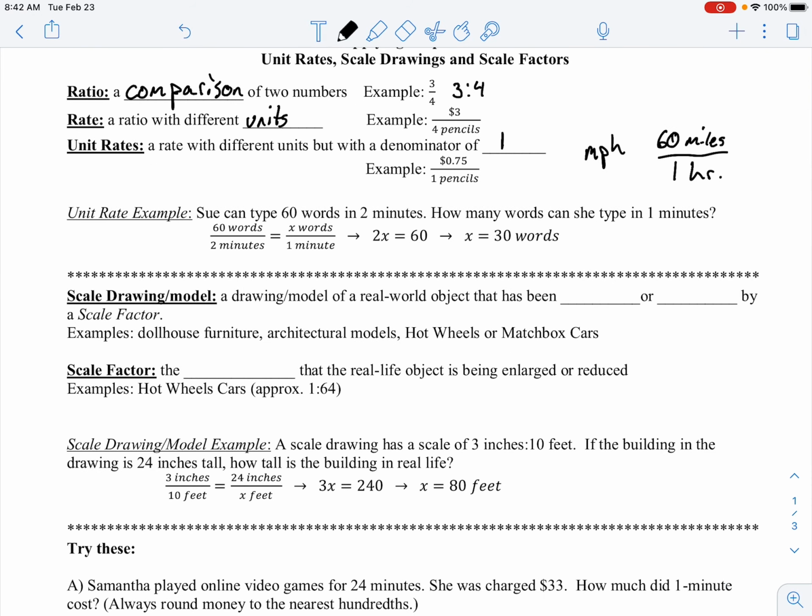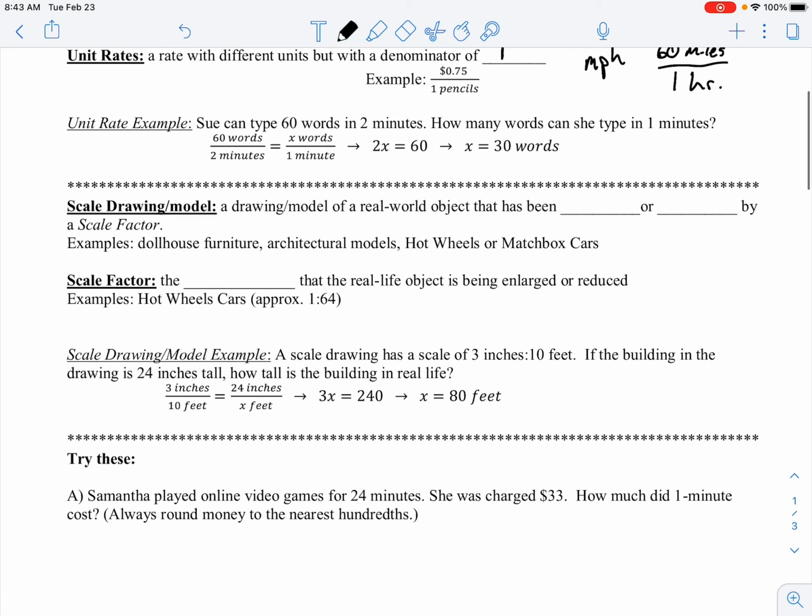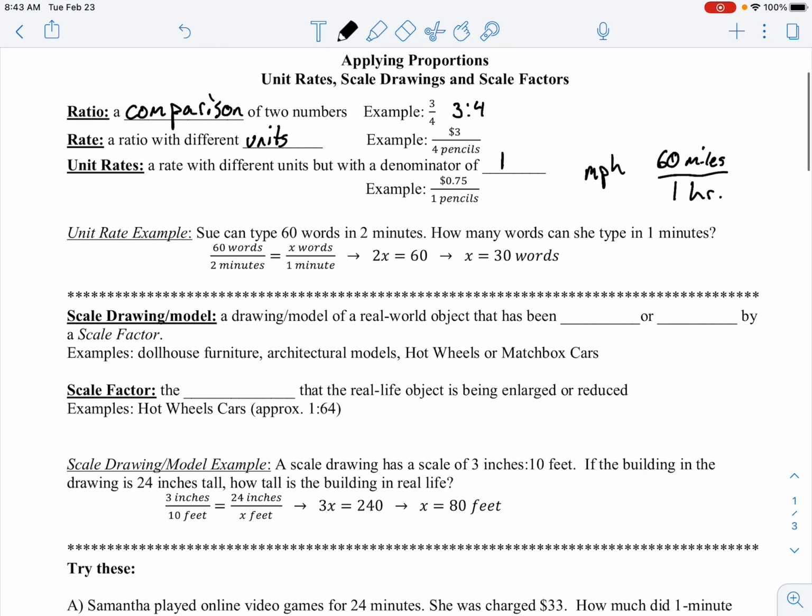So an example of a unit rate, we can take any rate we have. So Sue can type 60 words in 2 minutes. That is just a rate of her typing. What we can do is whittle that down to a unit rate. So how many words can she type in 1 minute? So all you got to do is set up your proportion, and then solve it out. Alrighty. So moving on now. That was a review a little bit. And I guess unit rate is a new one for us, but not too difficult there.